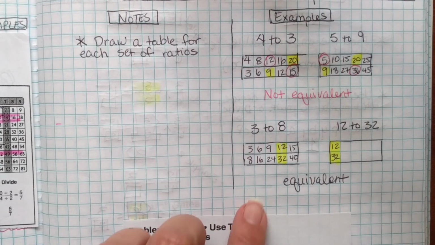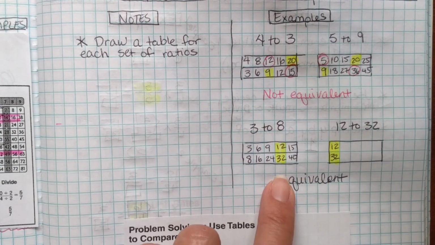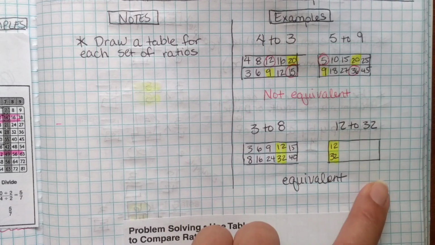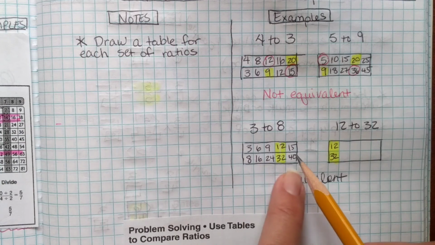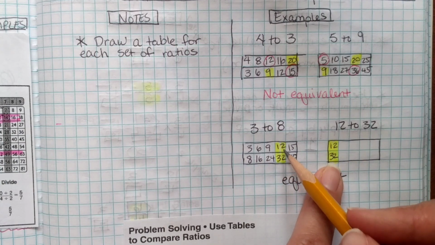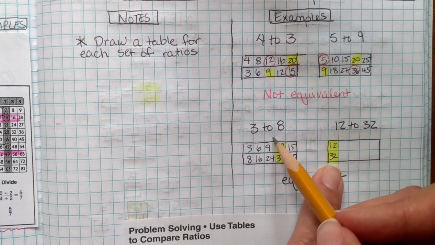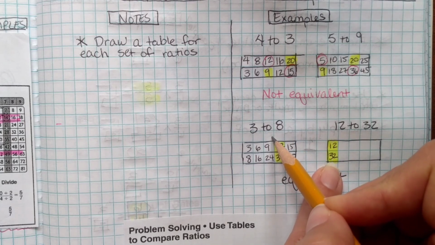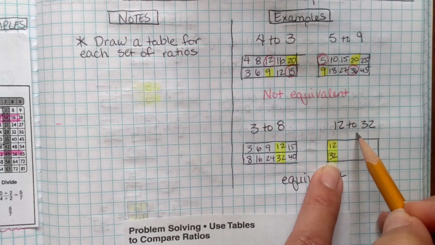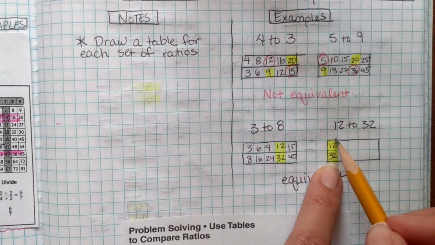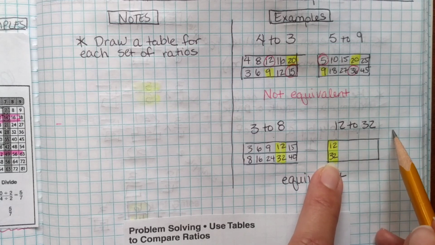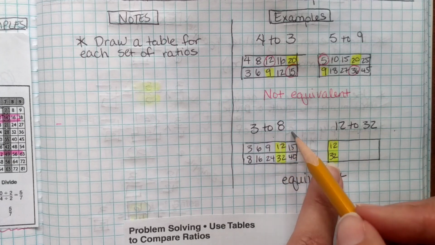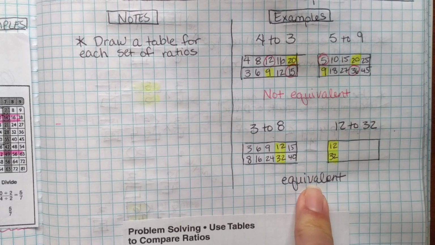However, 3 to 8 and 12 to 32 are equivalent. Because once you start filling out the 3 to 8 table, you discover that there's a 12 to 32 in there already. So this actually is the most simplified form of this ratio. In other words, I could have taken this 12 to 32, divided them both by, what, 4? Yeah, divided by 4, and I would have gotten 3 to 8. I would have found that they were equivalent if I'd taken them down to their most simplified form.